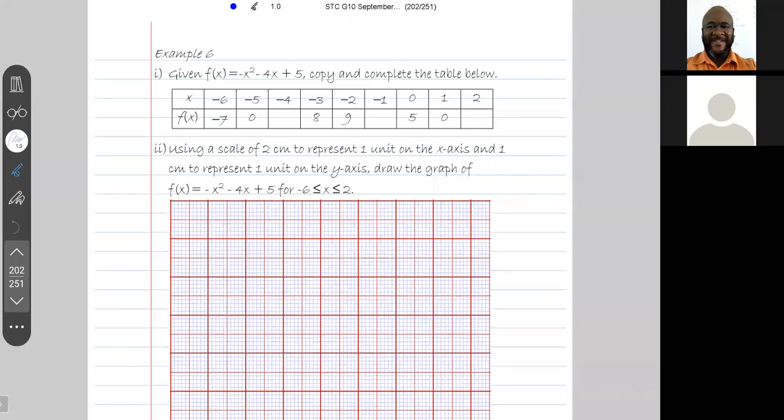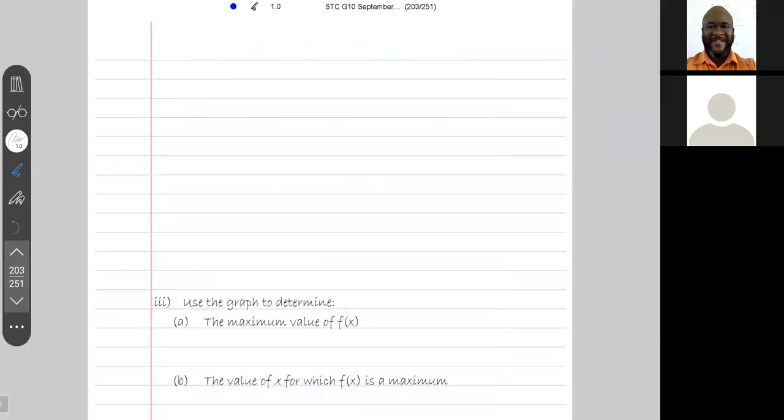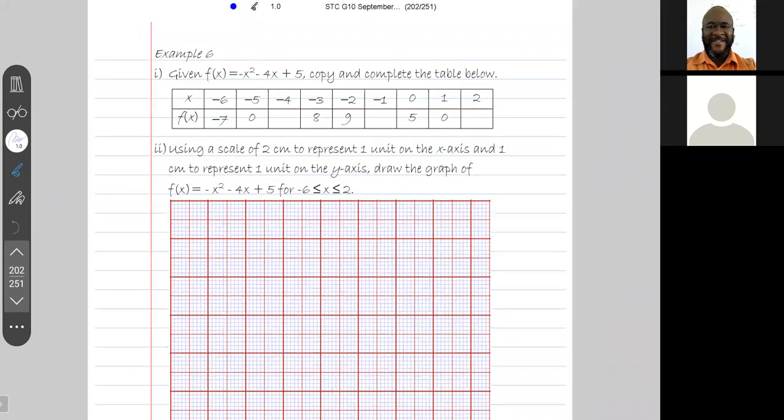All right, example 6, guys. Example 6I says, given that f of x is equal to minus x squared minus 4x plus 5, we're to copy and complete the table below.